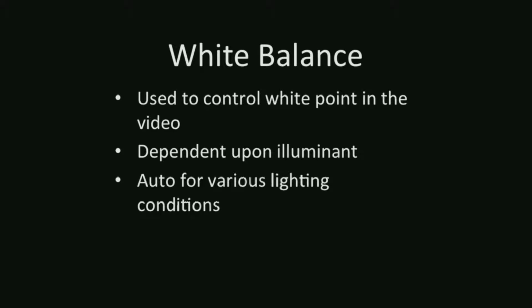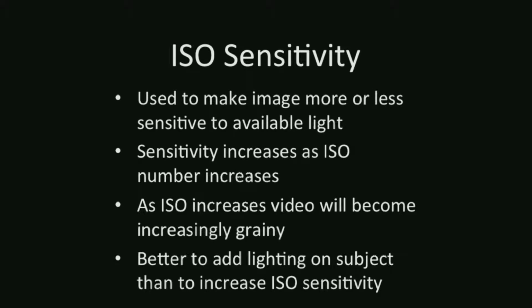For the white balance, that is used to control the white point in the video, and it is dependent upon the illuminant that you're using. Auto for various lighting conditions is recommended. ISO sensitivity is used to make the image more or less sensitive to the available light. Sensitivity increases as the ISO number increases. As ISO increases, the video will also become grainy. It's better to add lighting on the subject than to increase the ISO sensitivity.